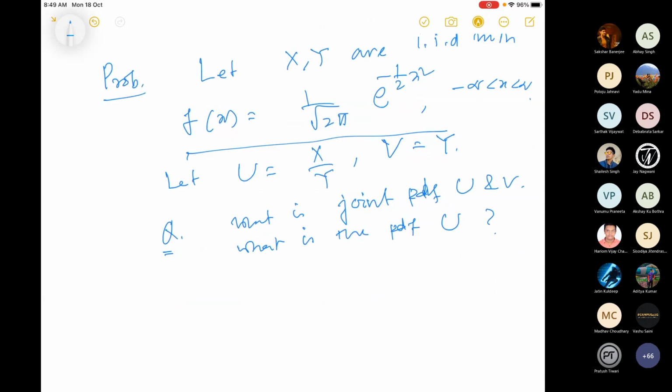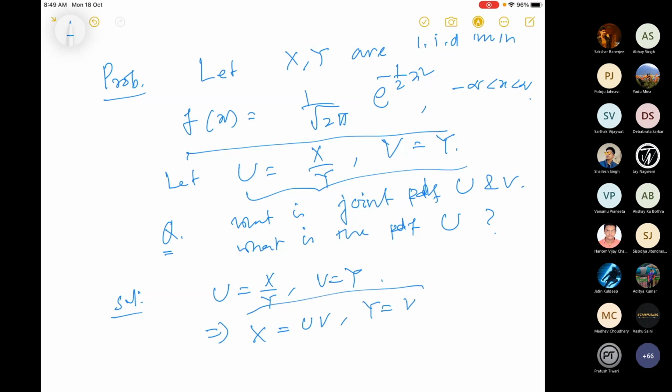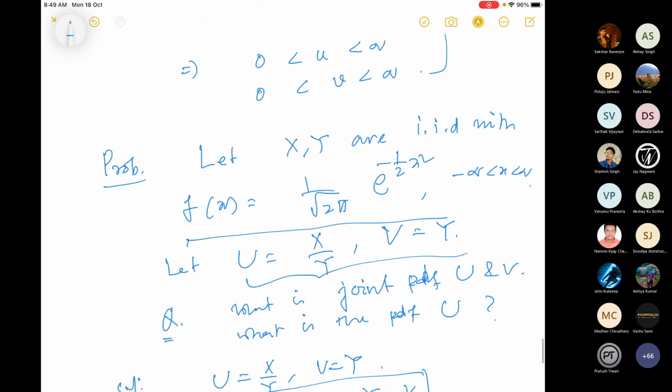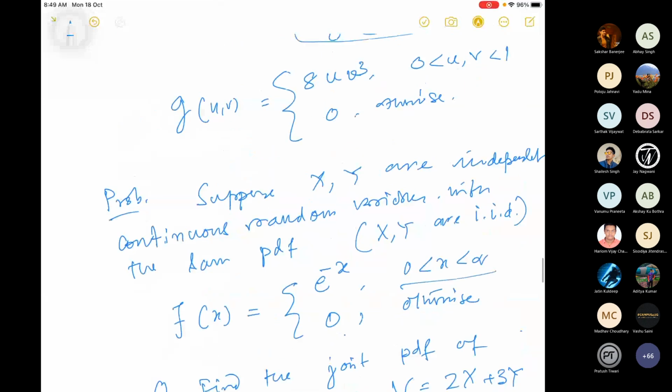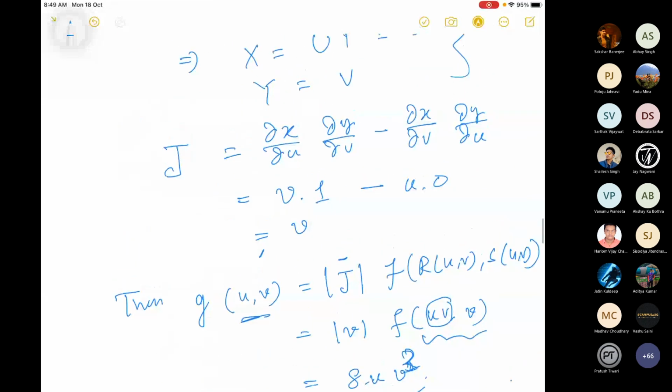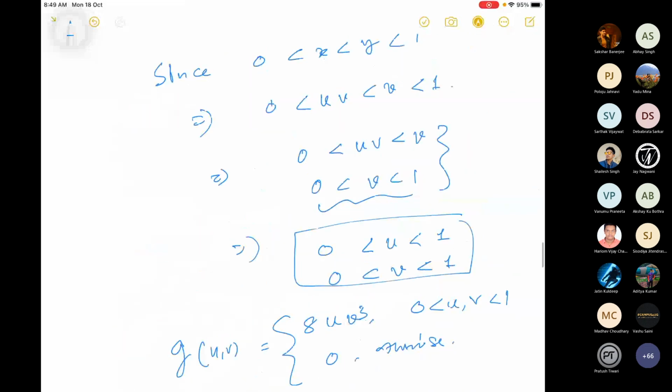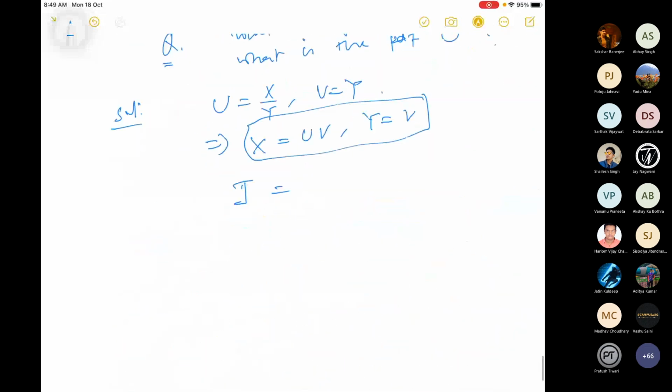Now let us see what happens to this joint. So here also, same thing: u is equal to x by y, v is equal to y. Solving this, we get x equal to uv and y equal to v. So this is the correspondence. Then we can find the Jacobian. I think we have calculated the Jacobian earlier because we are considering the same function. The Jacobian was v. Jacobian is v.